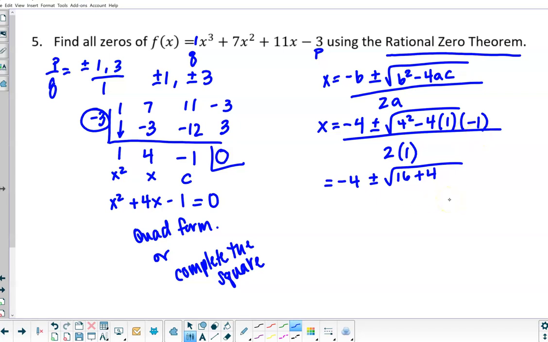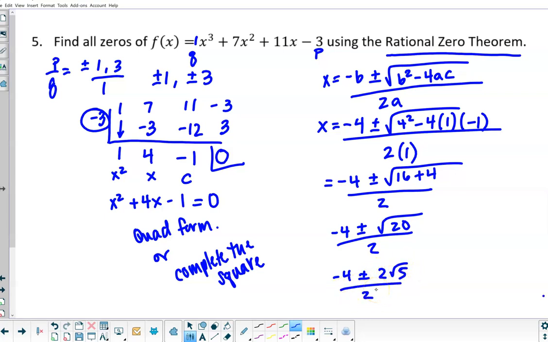So this becomes +4. Okay, so we've got two negatives there. That becomes the plus. If that is something that you tend to make a mistake on, type that into your calculator. Just remember, if you see two negatives, it's going to be a positive. So we end up with -4 plus or minus the square root of 20, all over 2. Now we've got to simplify. The square root of 20 simplifies to be 2 square root 5, and then all over 2.